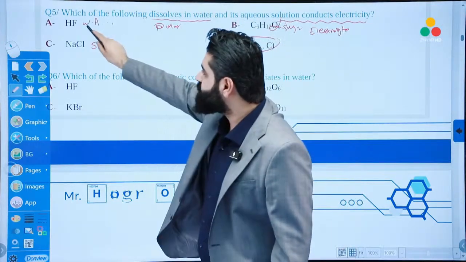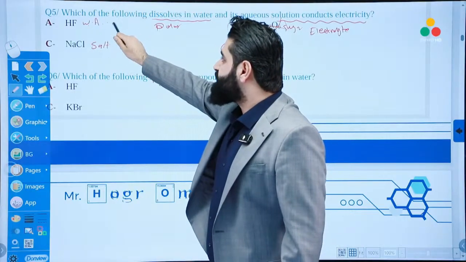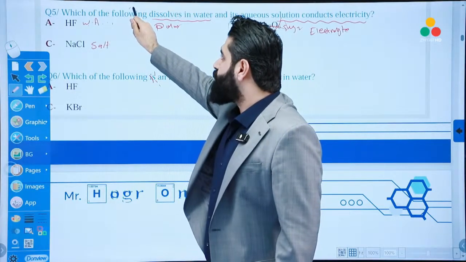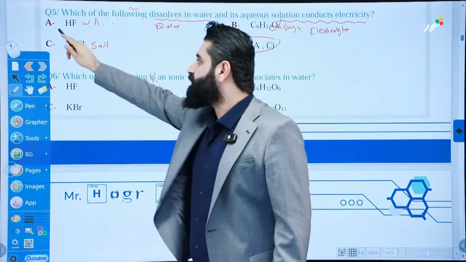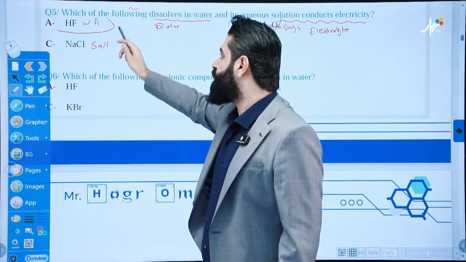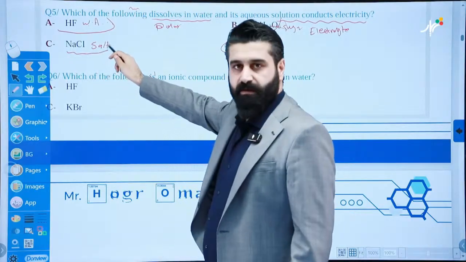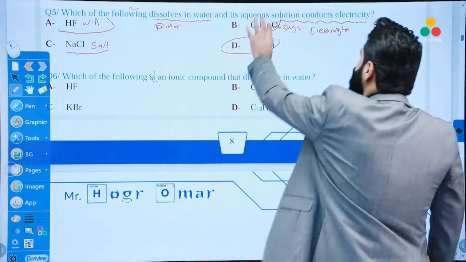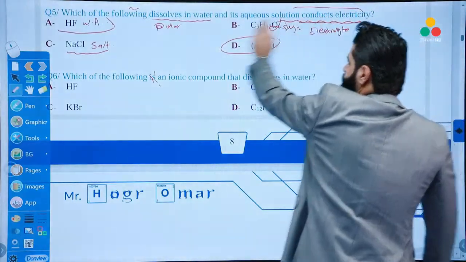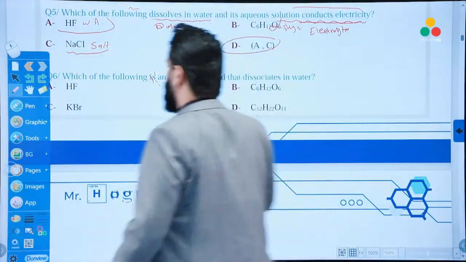But what's the difference between A and C? If the question said which of the following is a molecular compound, then only the weak acid is the correct answer. But if the question said which of the following is the ionic compound that is an electrolyte, only C. But now the question only said which of the following conducts electricity, so both. But this is molecular, this is ionic. Look at this question.